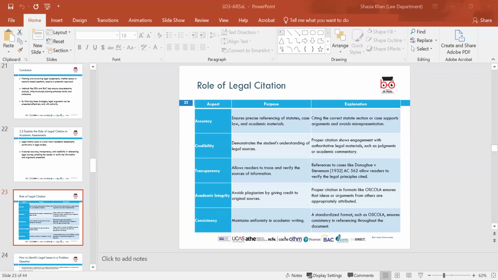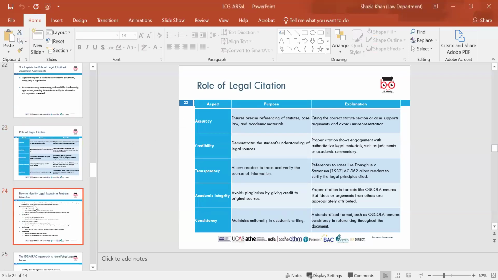And that's references to Donoghue and Stevenson. Academic integrity: avoids plagiarism, as we just mentioned. And consistency: maintains uniformity. Most jurisdictions follow a standardized citation system like the Bluebook in the US to maintain consistency in legal writing.